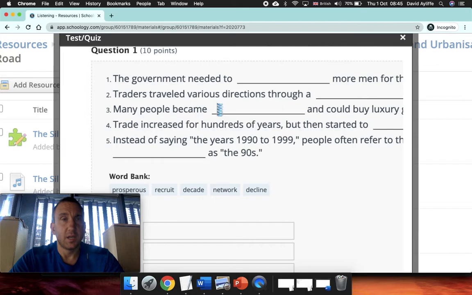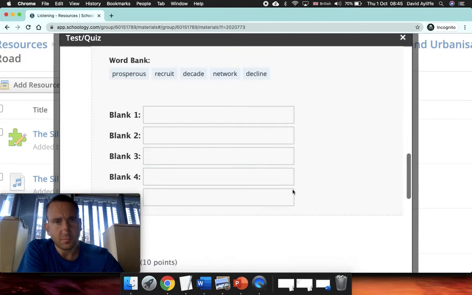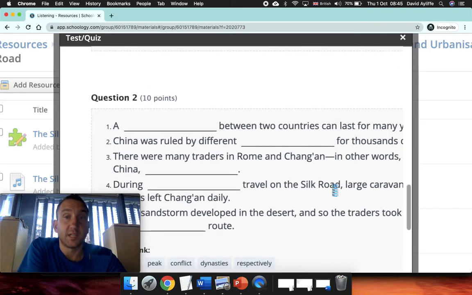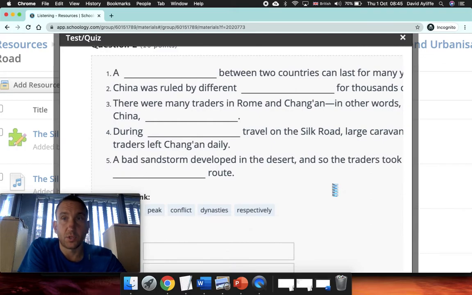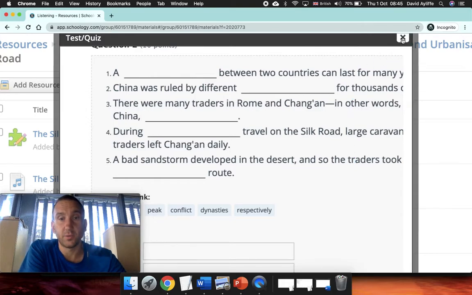And then there's a matching activity. You need to fill in the gap with the word that you're given. You can do this as many times as you want. It will give you the answers immediately once you press submit. And this is vocabulary that we need to better understand to go ahead in this lesson. Okay, so do this first. If you haven't done this, pause this video, head over to Schoology, do this quiz, and then come back and resume this video. Okay.